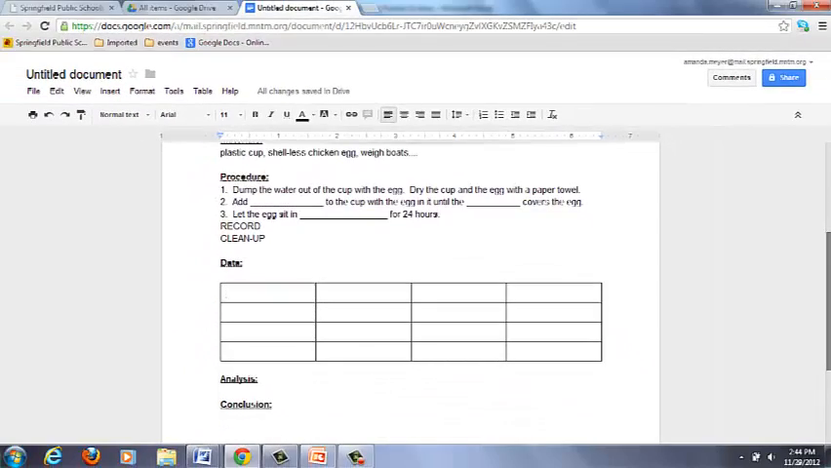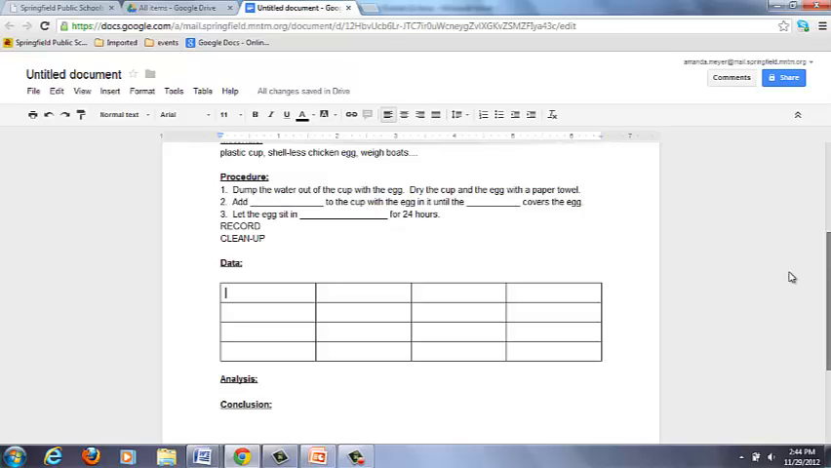Now the information I want in your data table is what happened to your egg measurements each day. So this does include the water and the corn syrup because this is going to back up some of the information you talk about later in your conclusion. And then I also want to know what the change in the mass was for each day.